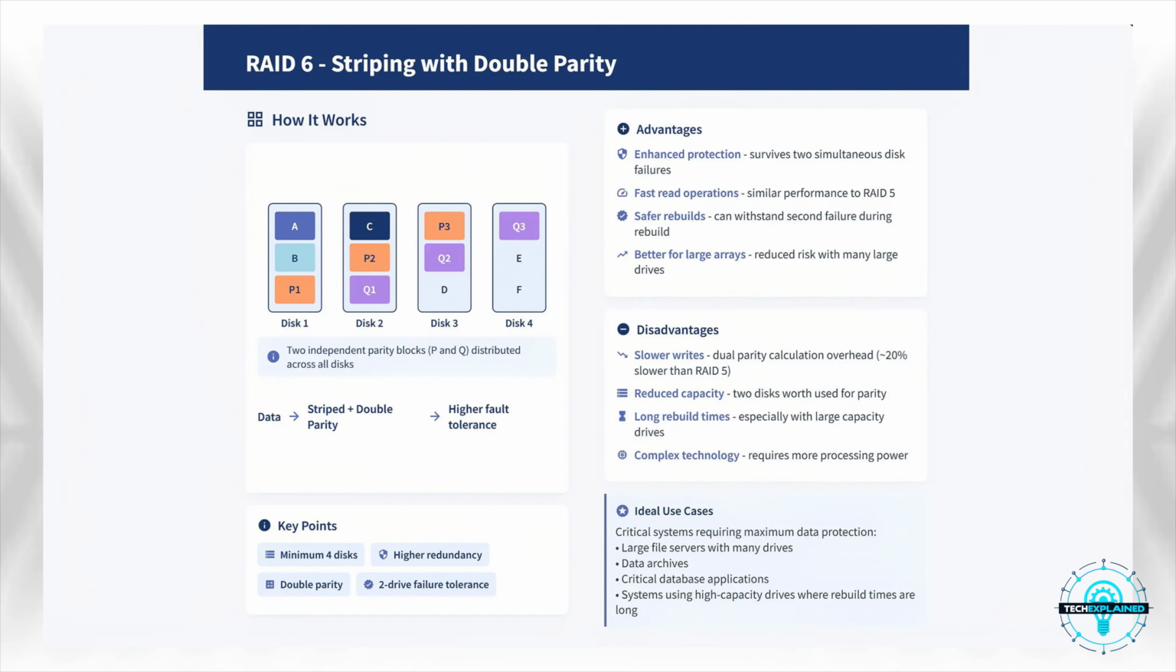The advantages of RAID 6 include excellent fault tolerance, can survive 2 drive failures, good read performance, similar to RAID 5, suitable for large arrays with high-capacity drives, provides additional protection during the rebuild process.